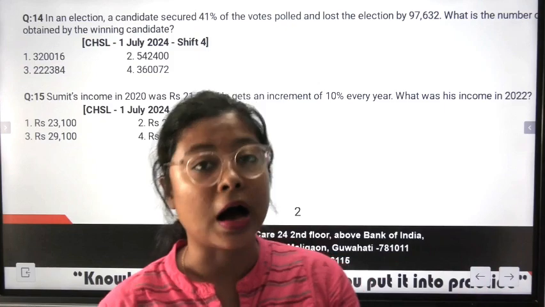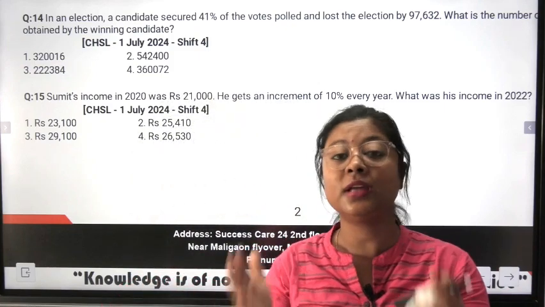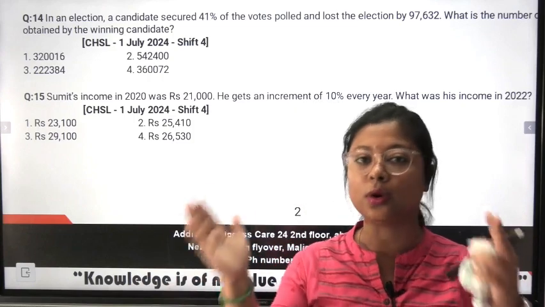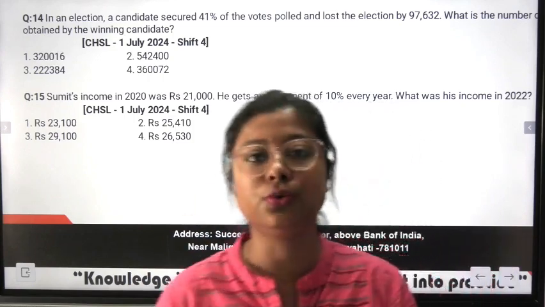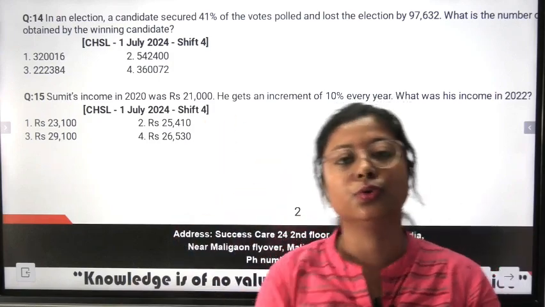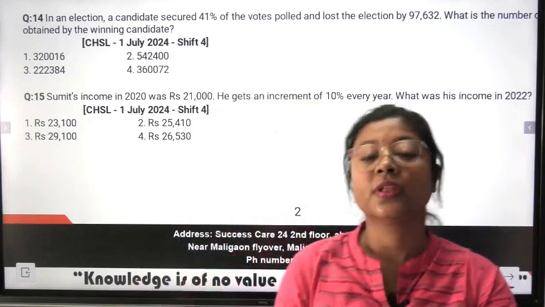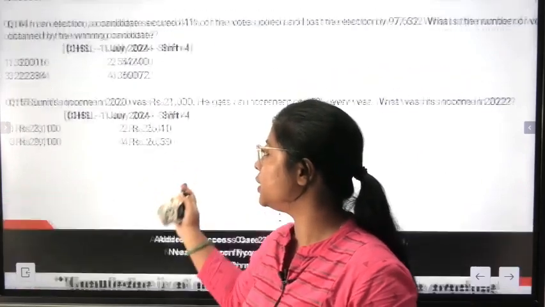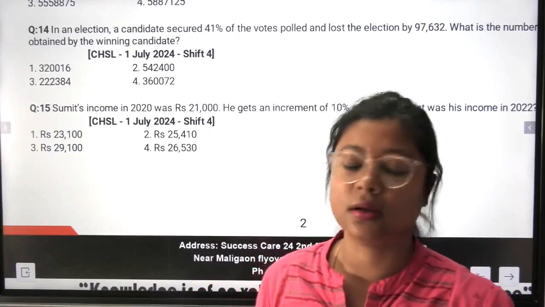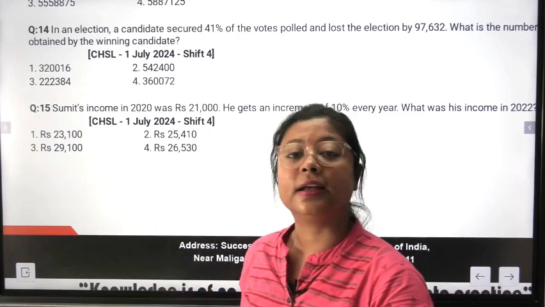If I know the net increment, the overall increment after 2 successive increments, then I can directly calculate the value after 2 years. So if I calculate the overall increment after 2 years, then directly I can get the answer. So you can also use this formula in question number 13. You do it and check whether the answer is correct or not.